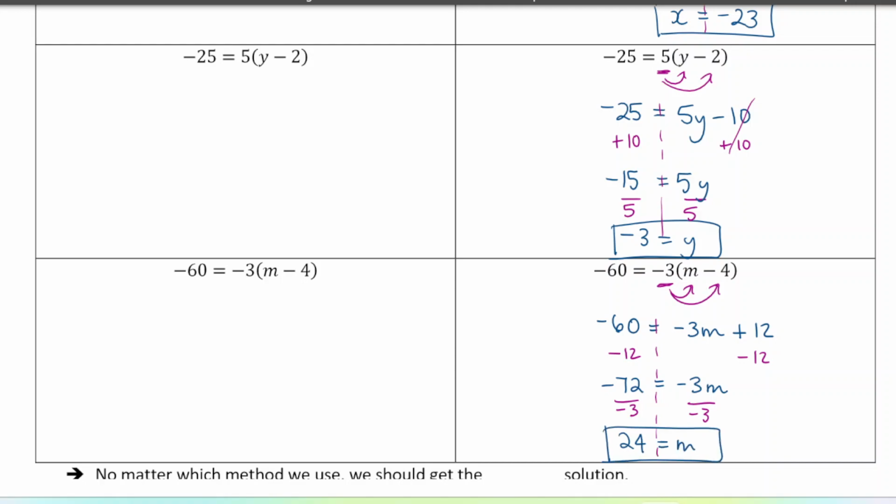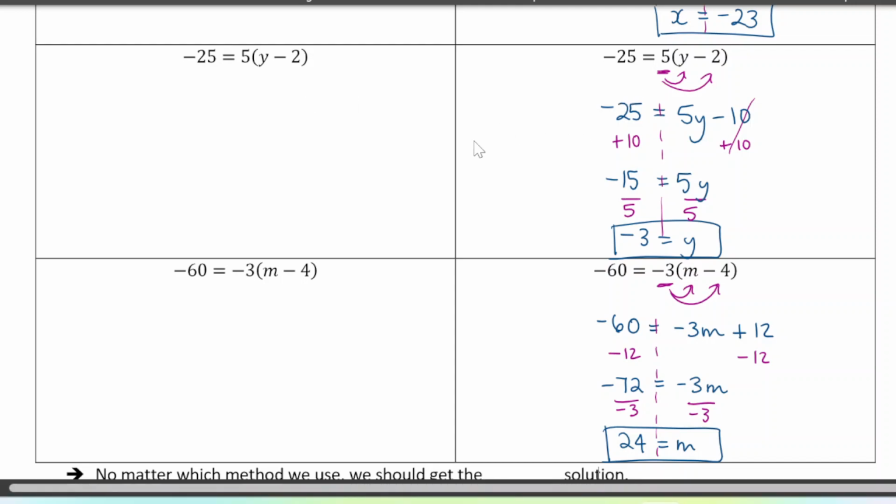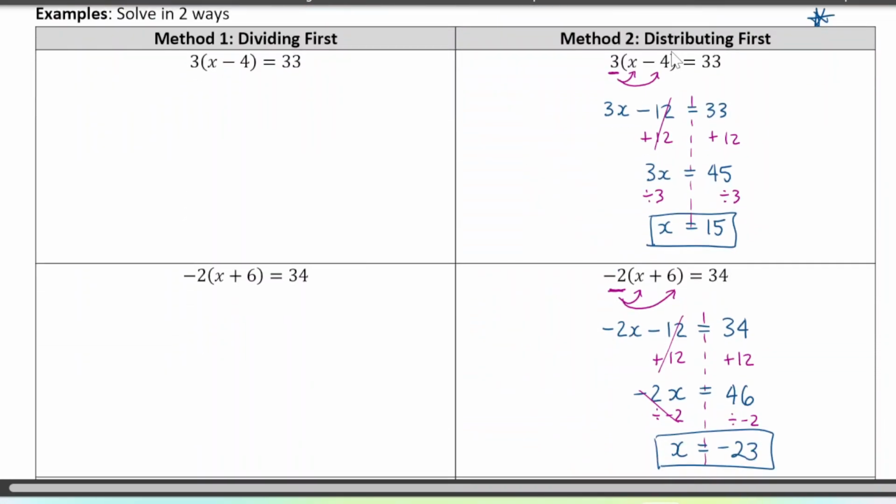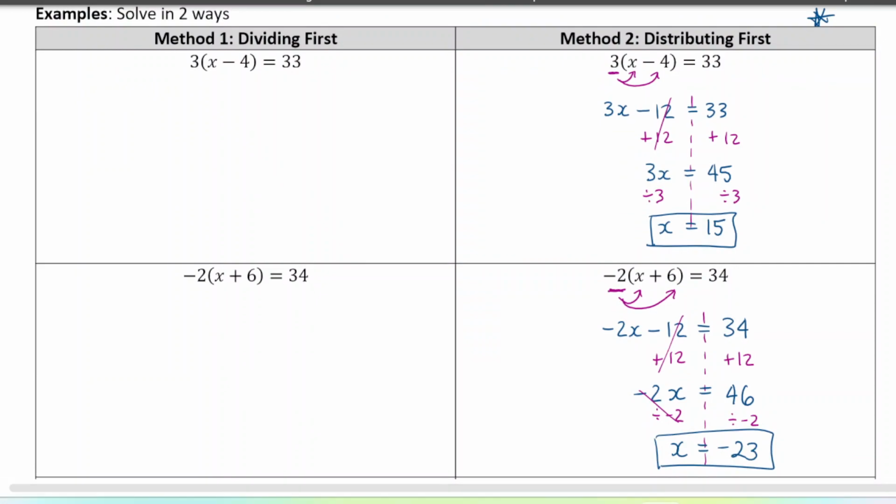That's my final answer. Okay, so we're going to do the same 4 questions again using a different method that still works. That's still valid. Okay, so in this side we did distributing first. Another method that we can use, because this 3 is being multiplied with the bracket, we can do the opposite of multiplying to get rid of that 3. So I can divide by 3 first, which is the opposite of multiplying by 3. And what that's going to do is it's going to cancel the 3 out. So I'm just going to be left with x minus 4 on this side.